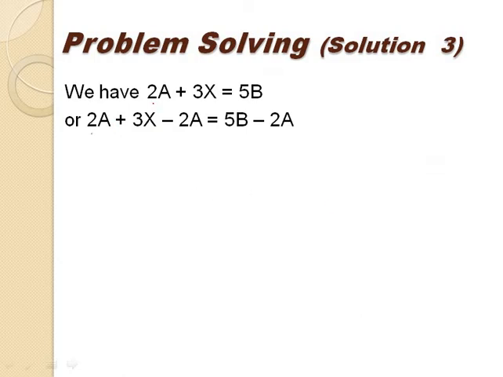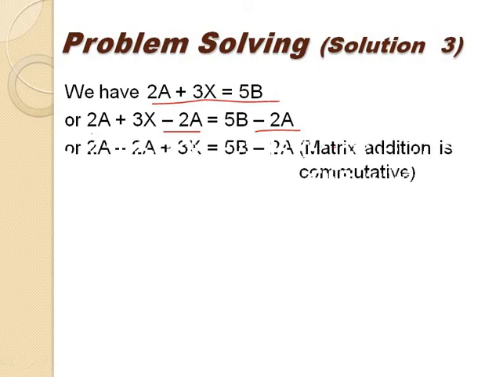So if we have been given this one, what are we doing here? Subtracting 2A from both the sides. We can do this, this is a rule. If we subtract from both the sides, the equation remains the same. Now since matrix addition is commutative, we can interchange these two values, this one and this one. So this one and this one are interchanged.